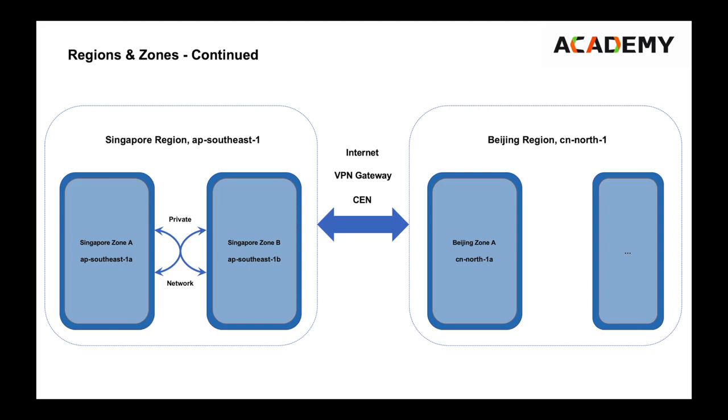Again, within a single region, zones can communicate with each other over the private network for free. Between regions, you either have to use the public internet, a VPN gateway on top of the public internet, or our Cloud Enterprise Network, CEN, which is a paid private network product that connects multiple regions. So when you're planning your architecture, plan ahead what region you should place things in. If you are going to build a multi-region deployment, think about how you're going to connect those regions together.